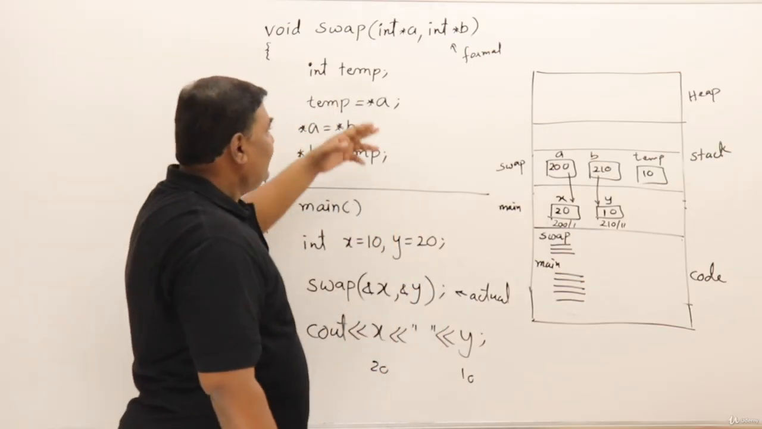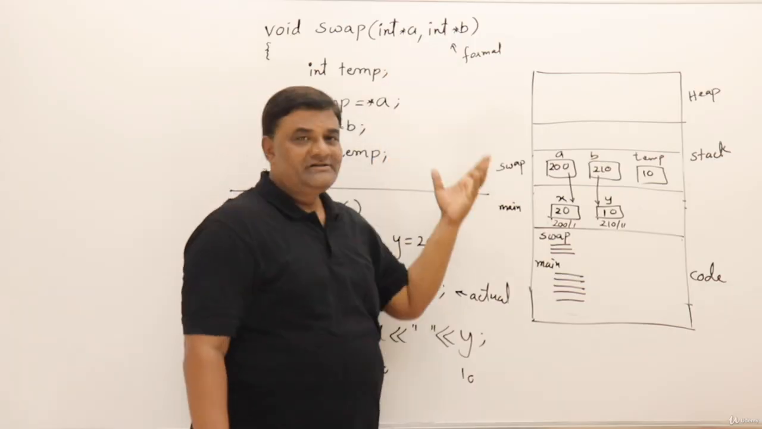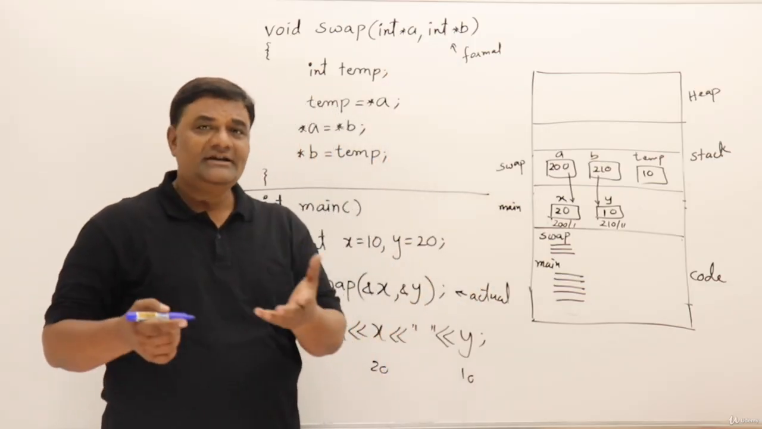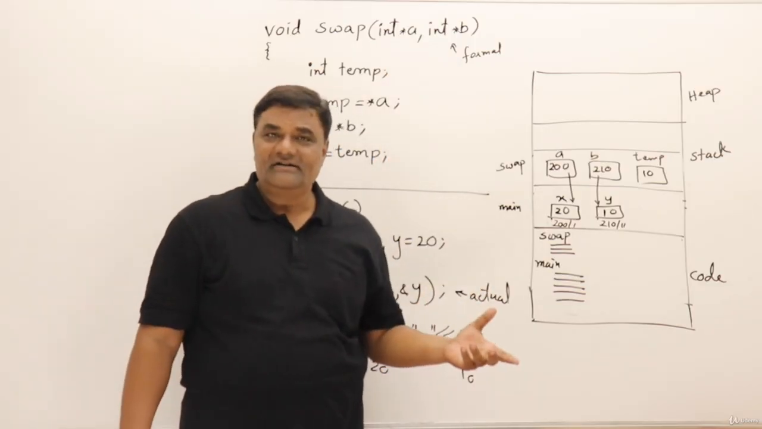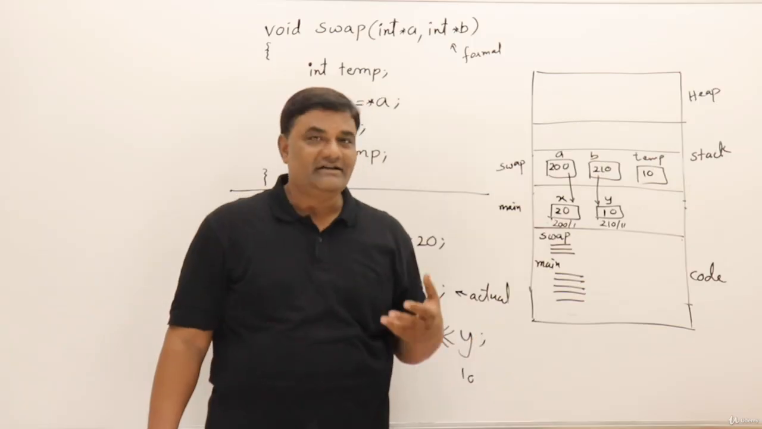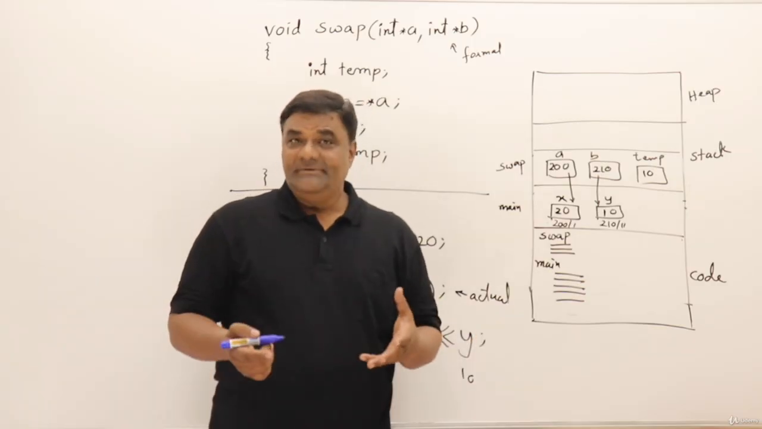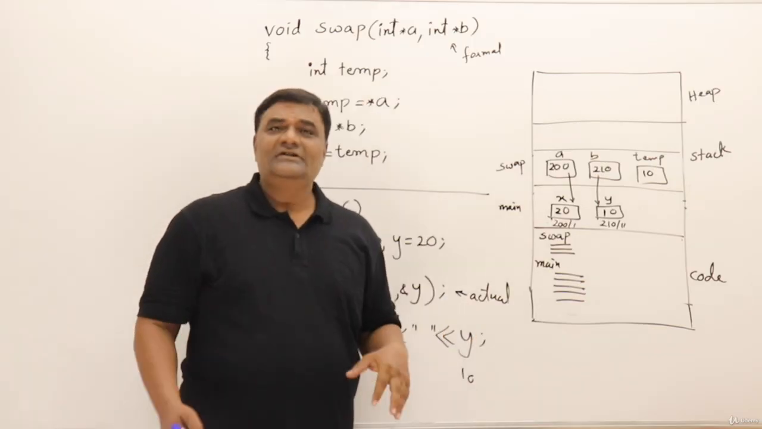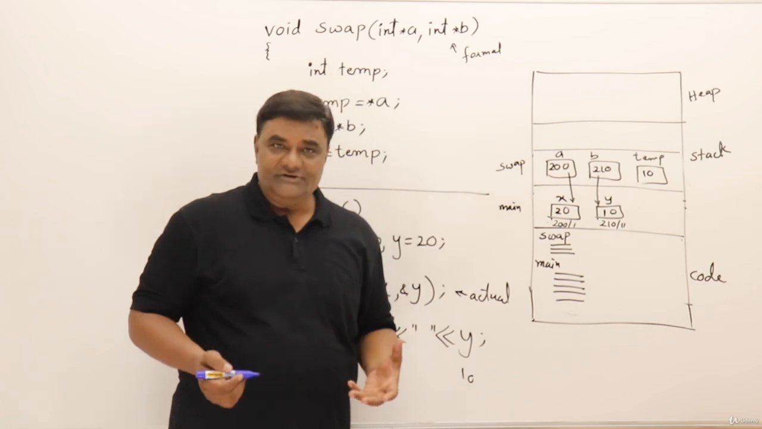And one more thing, it's not necessary that both the variables must be called by address only. One variable can be called by value, one variable called by address, or one variable called by reference. You can take it like this also. It all depends on your requirement. So further we will see where call by address is useful.